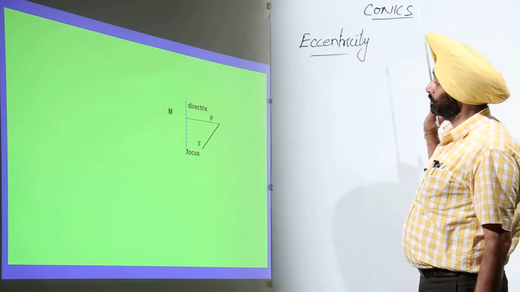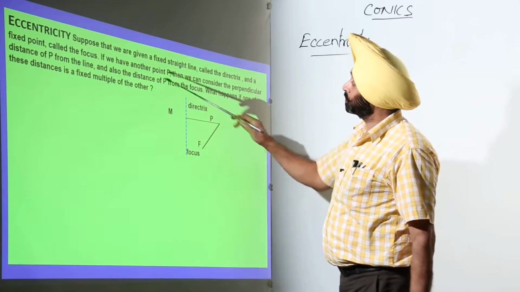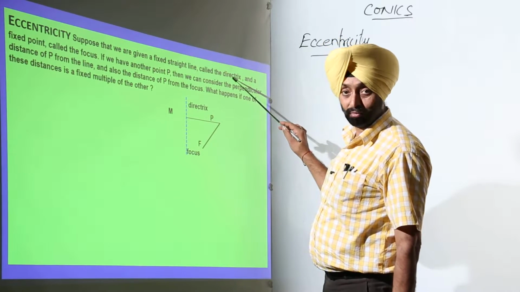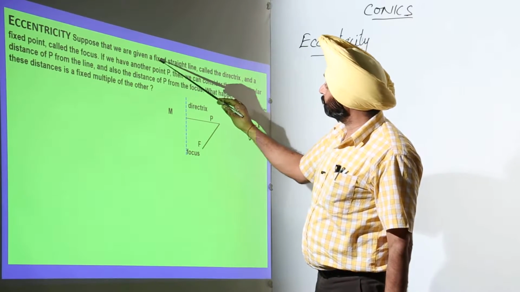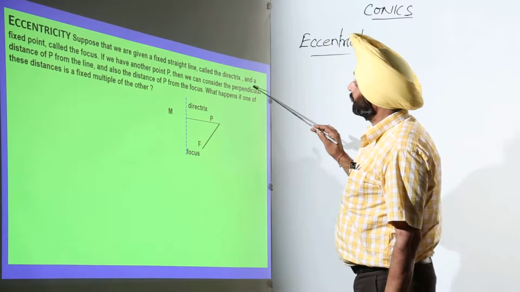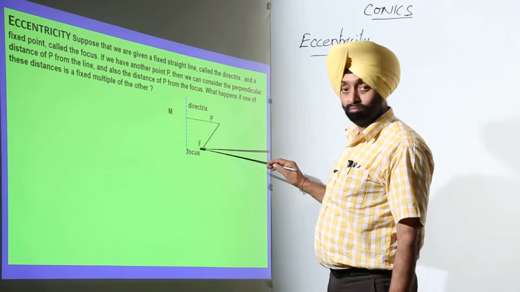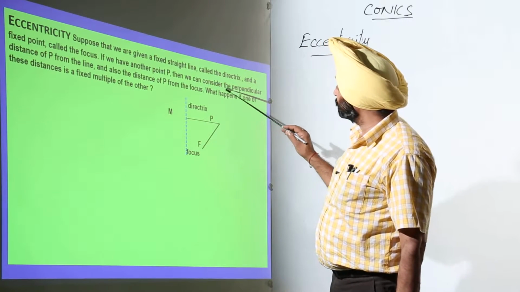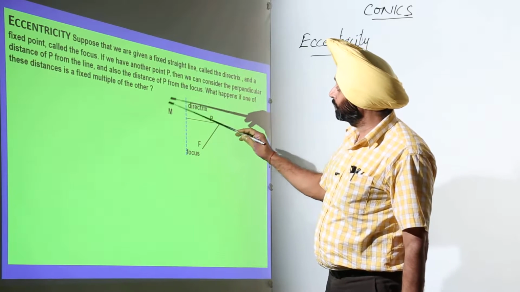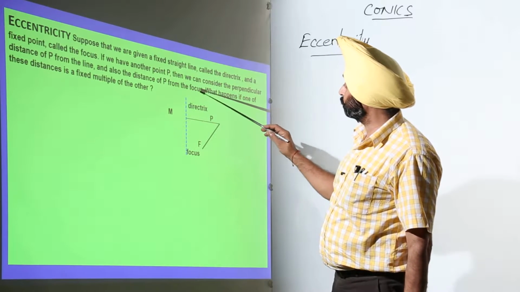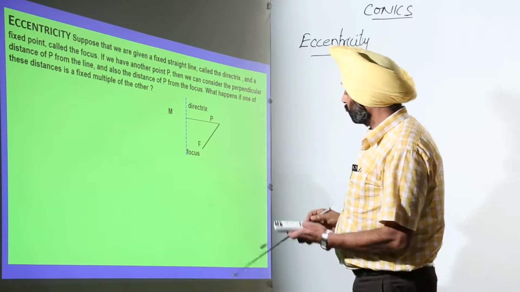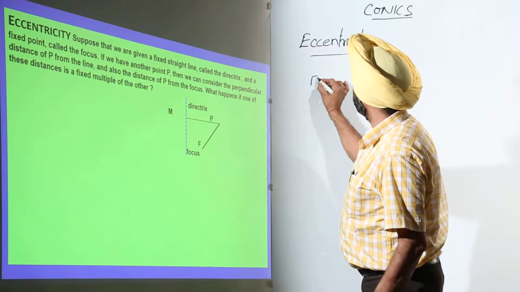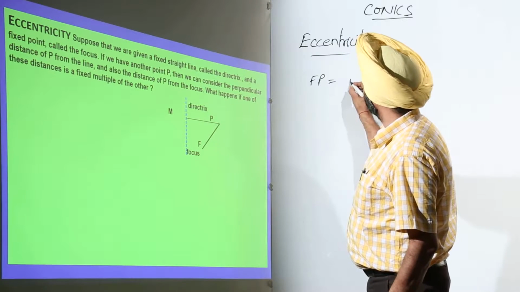But before that, let's go for the eccentricity. Suppose that we are given a fixed straight line called the directrix. Just look here at what the directrix is. Given a fixed straight line called the directrix and a fixed point called the focus, if we have another point P, then we consider the perpendicular distance of P from the line and also the distance of P from the focus. Basically what they want to say is FP is equal to PM.